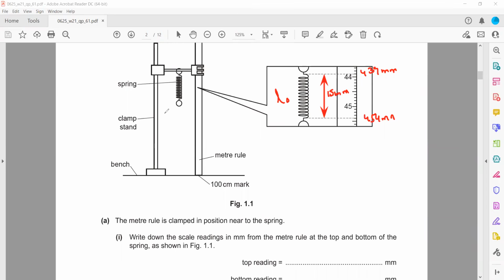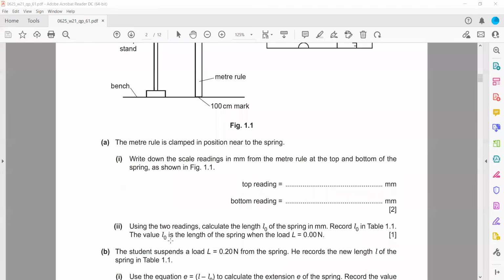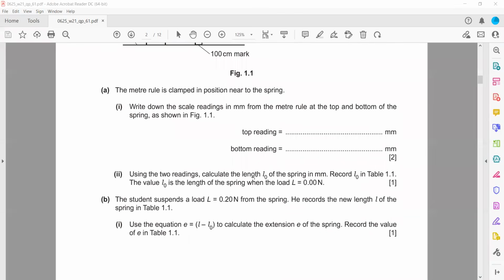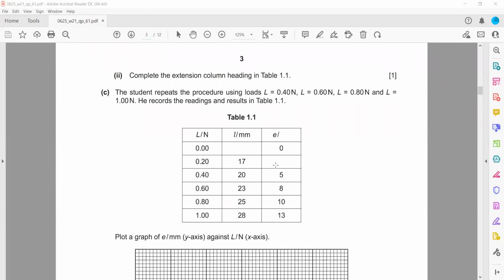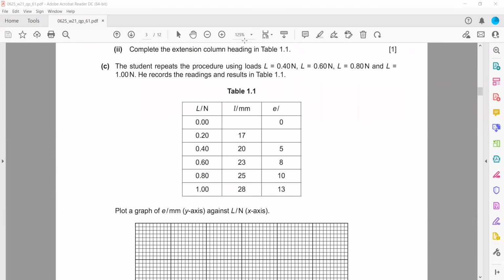So L naught is basically the length of the spring when no load is attached. That is called L naught. And in the question they said to use the two readings, calculate the L naught and record in table 1.1 when the load is 0. So when the load is 0, this is table 1.1. So when the load is 0, how much is this reading? This was 15.